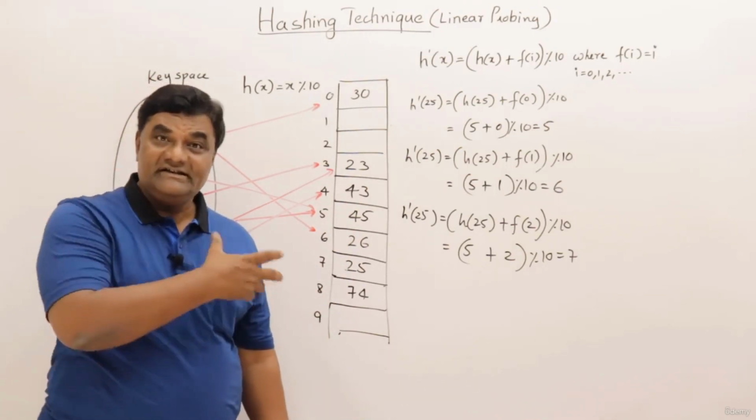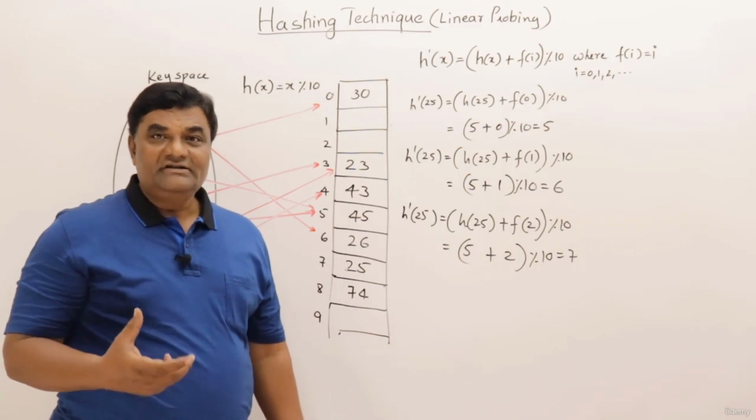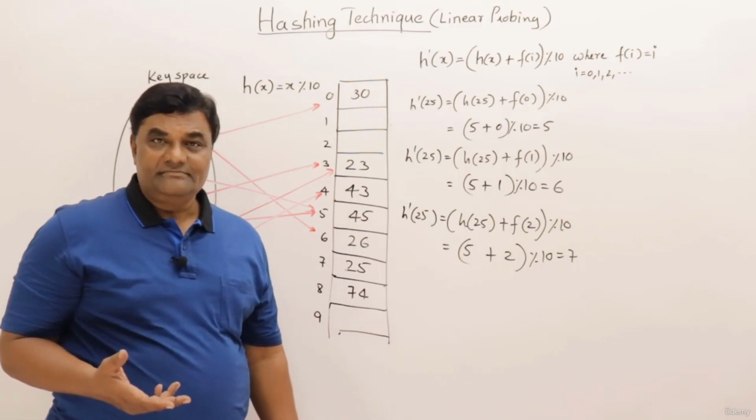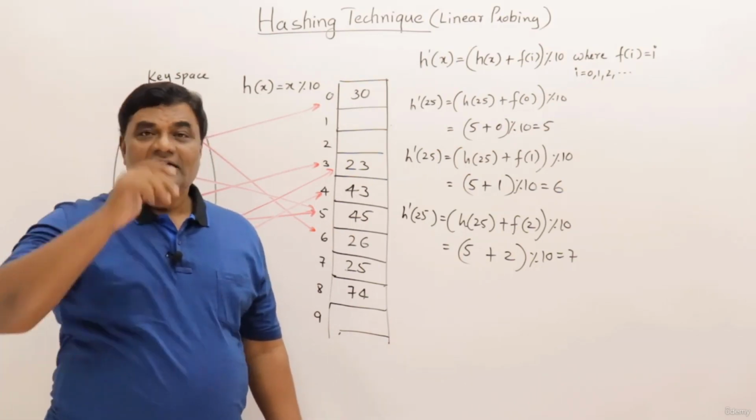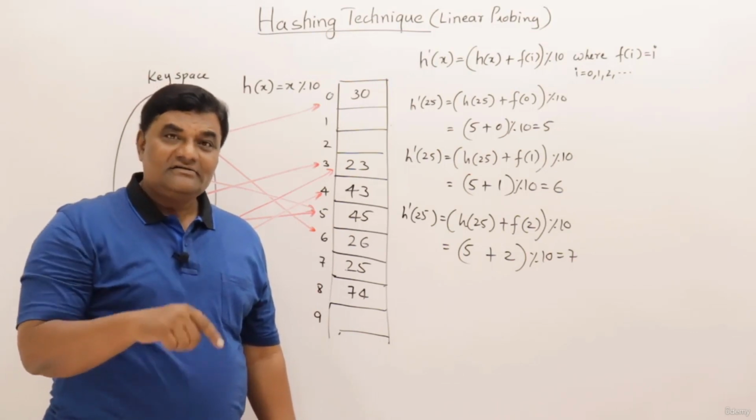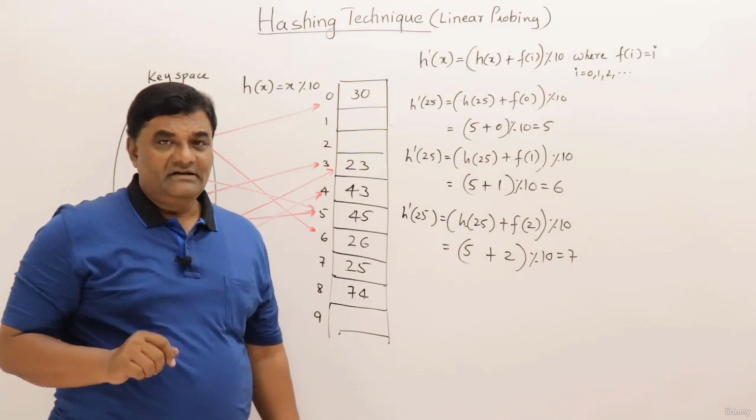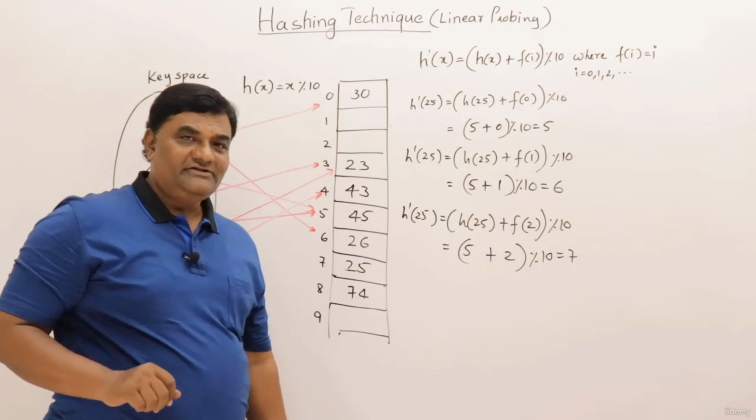So that's it. In this linear probing solution, there may be many collisions, right? More than one collision is possible. And we try to probe linearly until we get a space. Now I will add 2 more keys and show you.